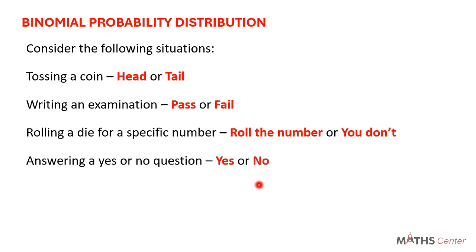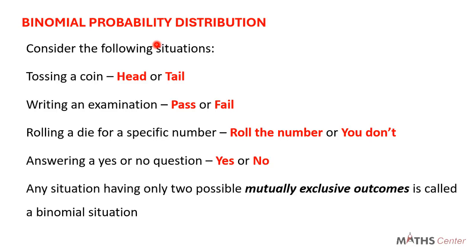Such a situation is known as a binomial situation. A binomial situation is any situation that has two possible mutually exclusive outcomes. Mutually exclusive outcomes means that the outcomes can't happen together. So for example, when you toss a coin, you can't get a head and a tail together. It's either you get a head or a tail.